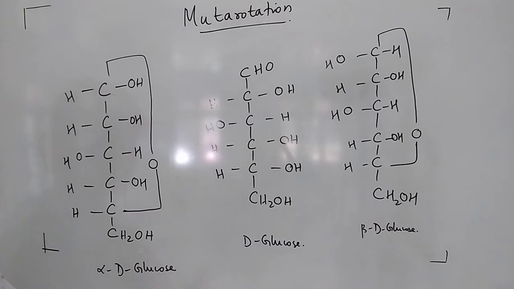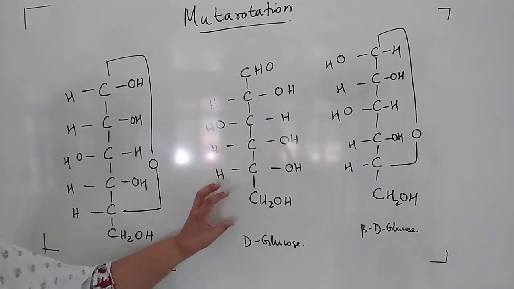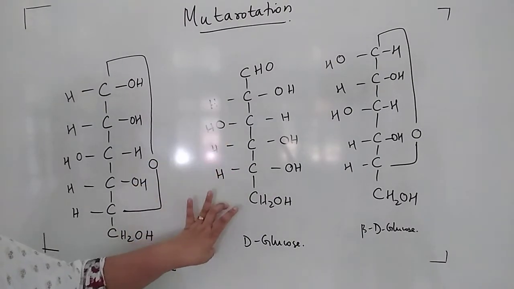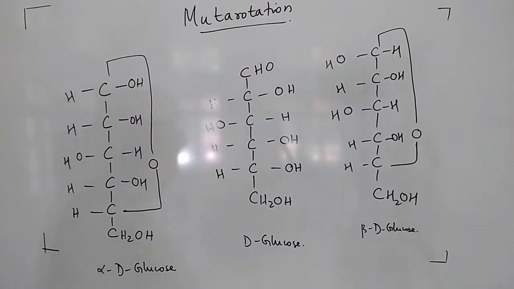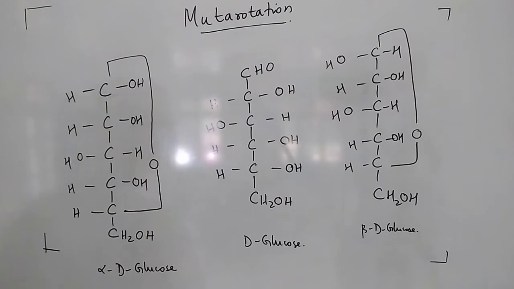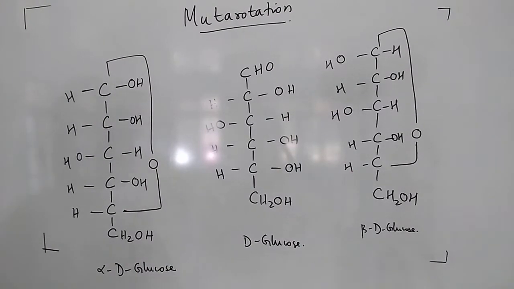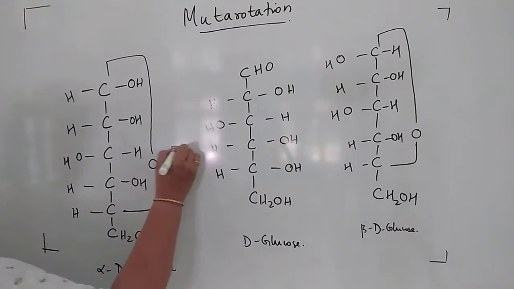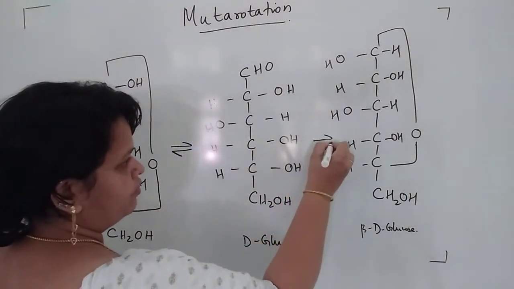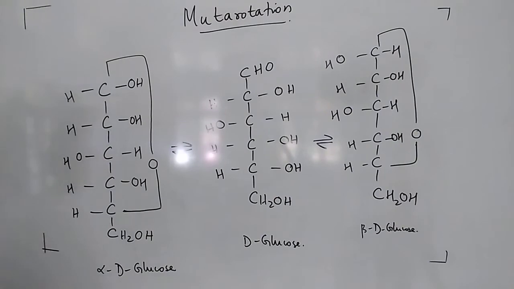If you have an aqueous solution of D-glucose in the open form, we can say that the anomeric forms will be formed. This alpha D glucose will be reversibly converting to the open structure of D glucose, which further will be converted to the beta D glucose.